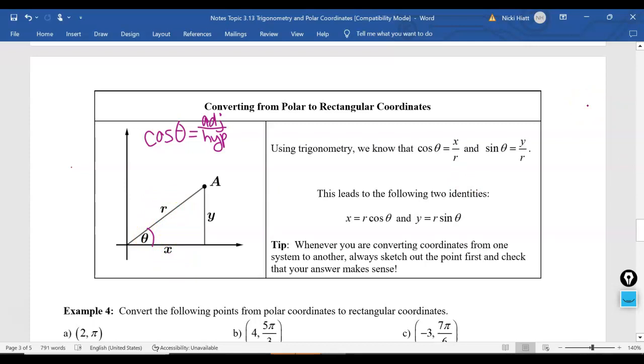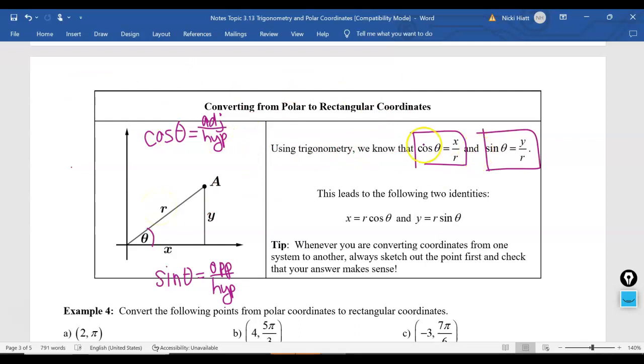So notice that we've got that set up over here. And then for sine, in a similar fashion, sine of theta would be opposite over hypotenuse. And opposite over hypotenuse for this picture would be y over r. And we have this set up right here as well.